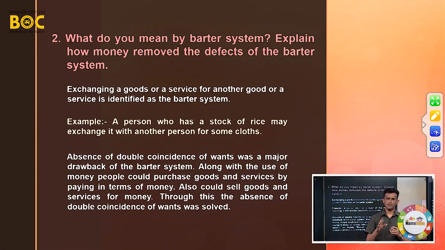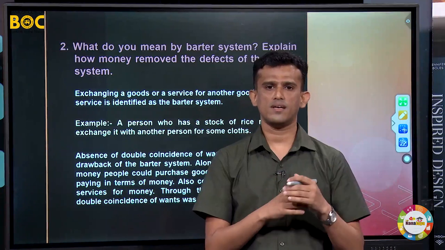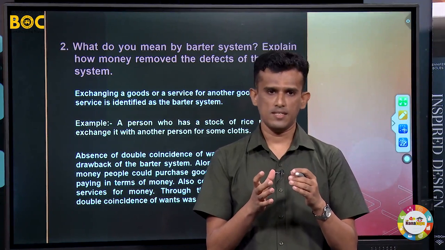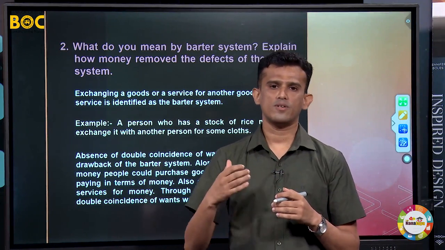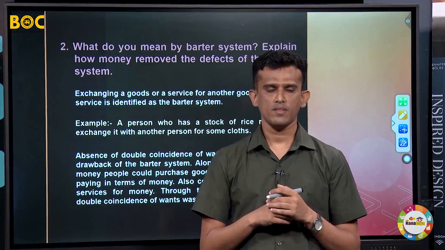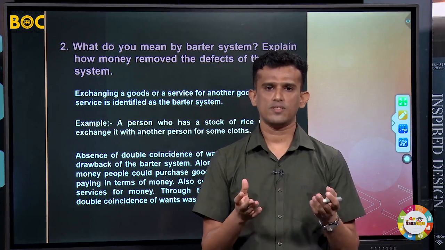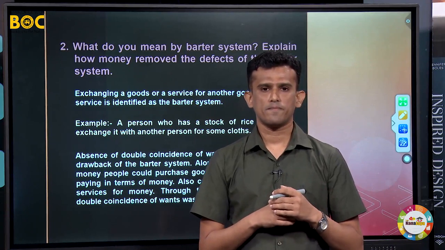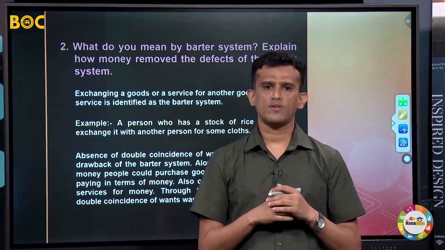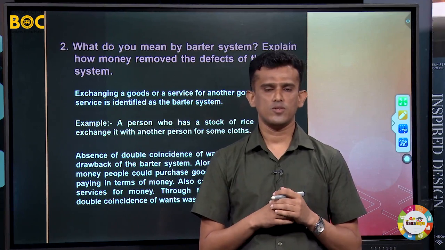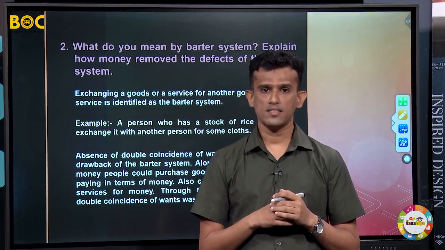For an example, maybe a person who has a stock of rice is exchanging that stock of rice with a person with some other type of grains. Or else maybe the stock of rice is exchanged with another person for some stock of salt. Or else maybe the stock of rice is exchanged with another person for some amount of clothes. Like this, exchanging goods and services for other goods and services is identified as the barter system.